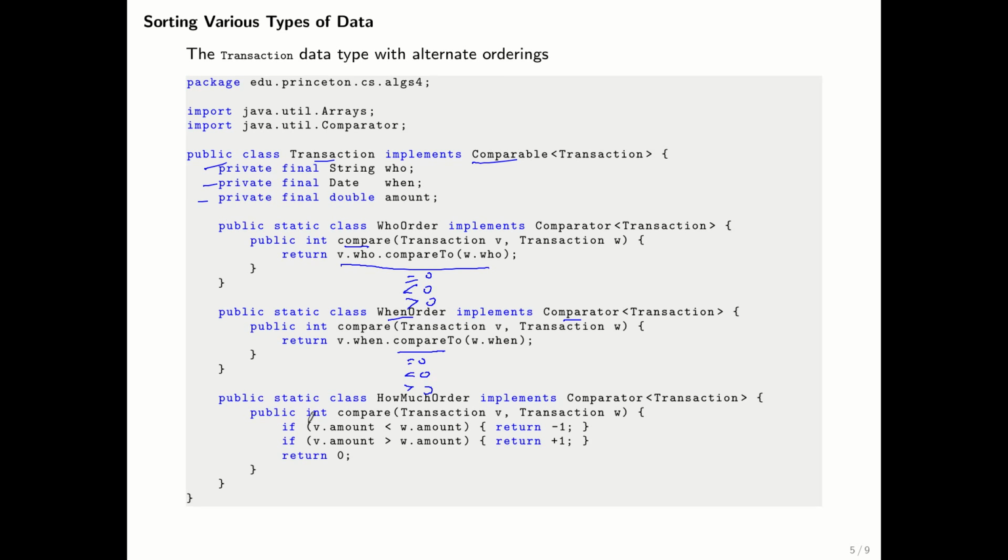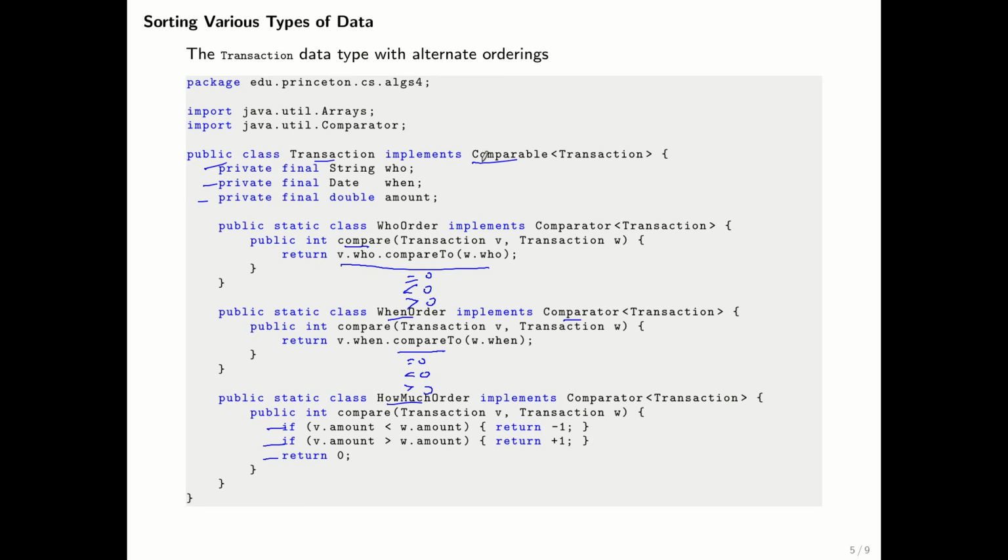And finally, we have the third ordering called HowMuchOrder, which is also a public static class inside of Transaction. It implements the Comparator interface, and here we implement compare by simply comparing the two amounts, v.amount and w.amount. If v.amount is strictly smaller than w.amount, we return -1. If v.amount is strictly greater than w.amount, we return +1. Otherwise, we return 0, meaning the two amounts are the same. Okay, so those are the three orderings that are supported by the Transaction data type.